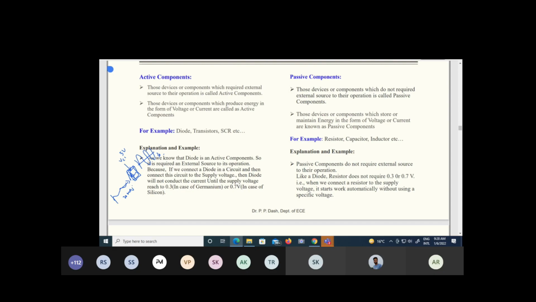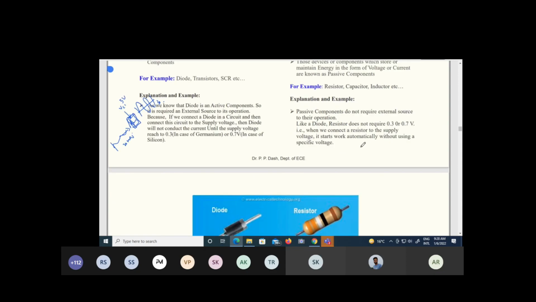So it is an active component. In passive components, you simply take a resistor and put it in a circuit without any type of external source, and it can work. So the resistor, the capacitor, and the inductor are all passive components.